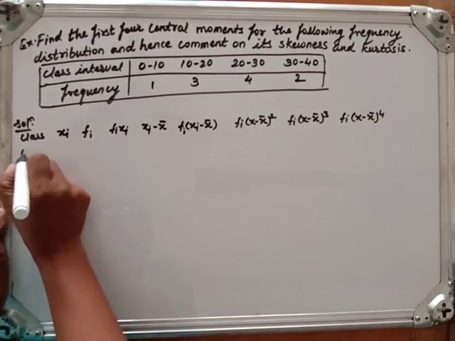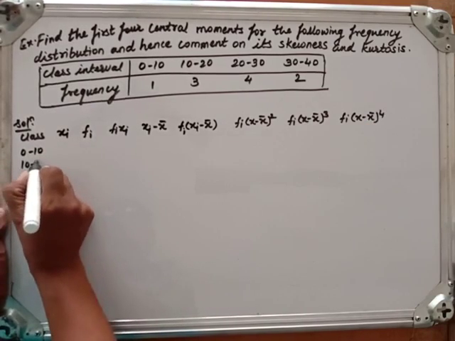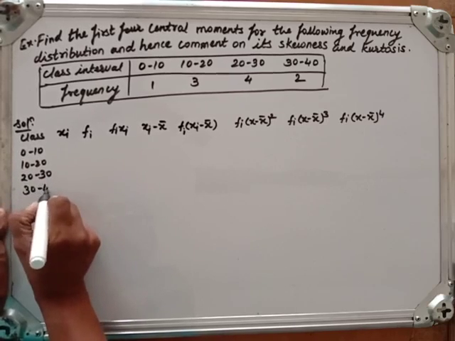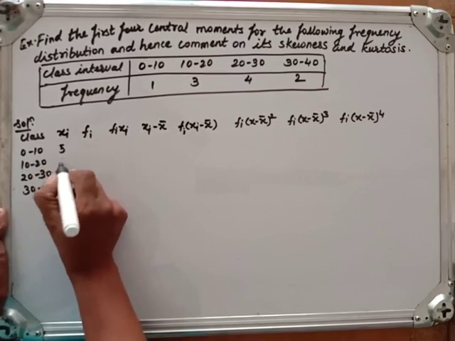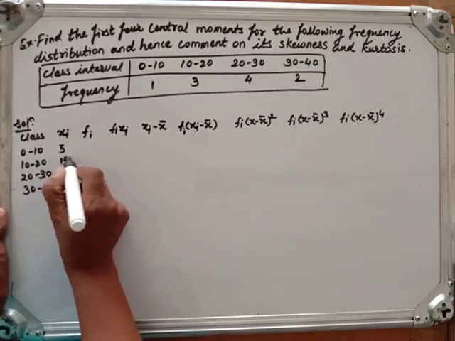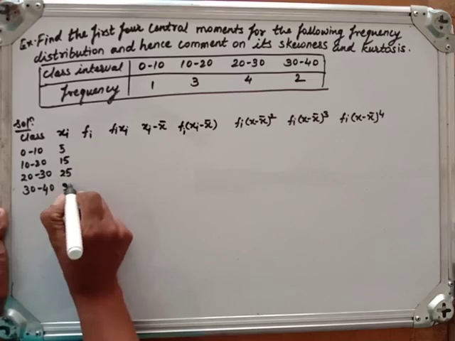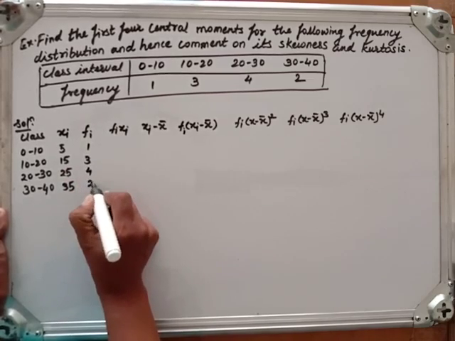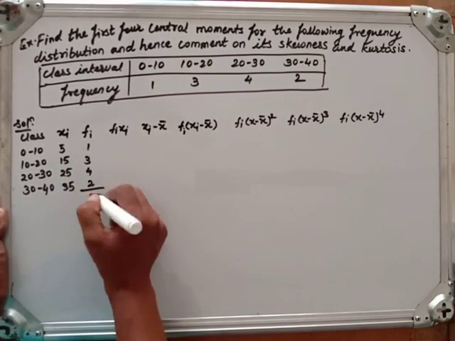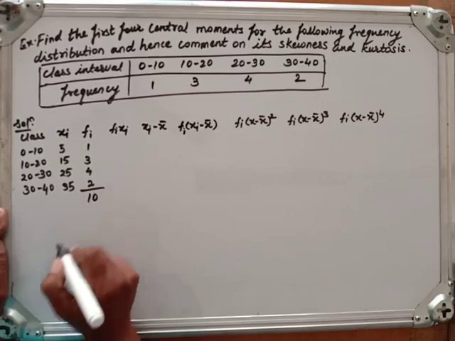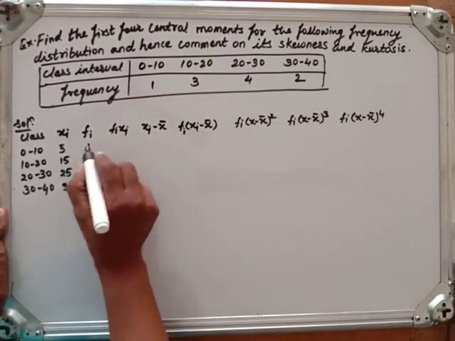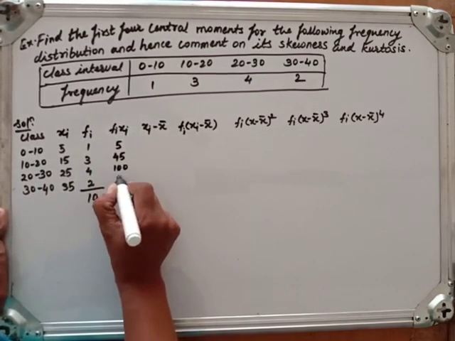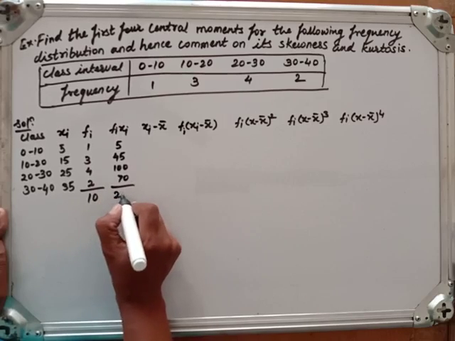So classes 0 to 10, 10 to 20, 20 to 30 and 30 to 40. Xi's are what? Here 5, then 15, 25 and 35. fi's are 1, 3, 4 and 2. So total, capital N, will be 10. Now let us find fi xi. It will be 5, 45, 100 and 70. So this total will be 220.